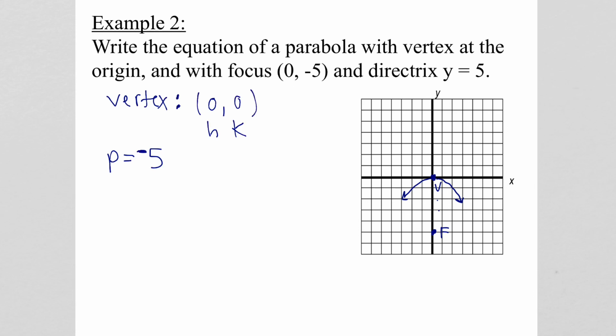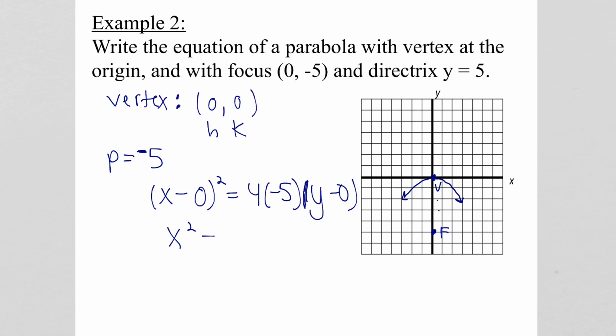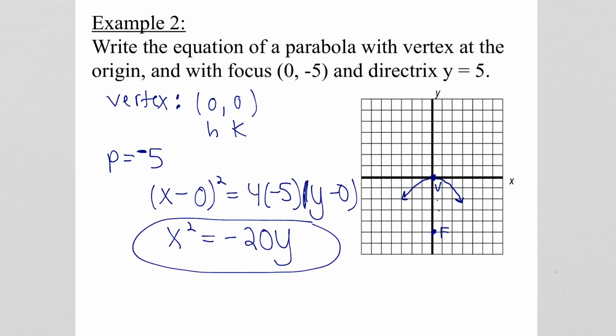To write the equation, because this has a vertical axis of symmetry, which is here, and it opens down, then we're going to start with x minus h squared. So x minus 0 squared is equal to 4 times p times y minus 0. Sorry about that. So x squared equals negative 20y, and that is the equation of the parabola.